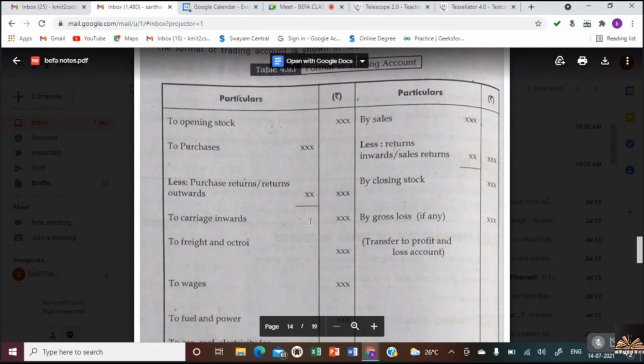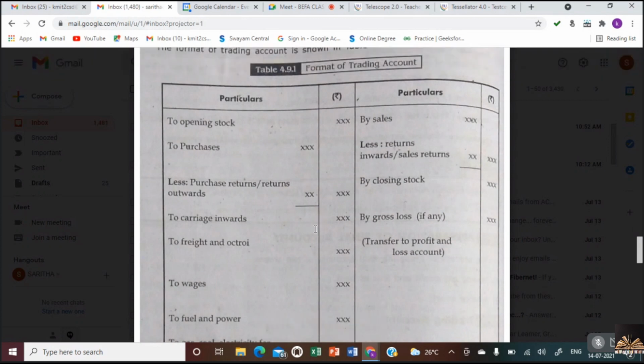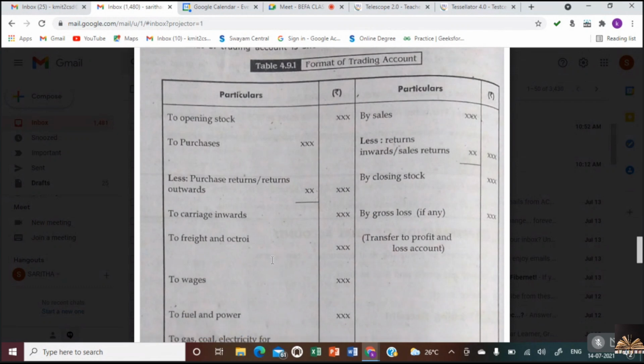Then the next one is carriage inwards. What do you mean by carriage inwards? When we bring the stock inside the factory, the traveling or transport expenses are known as carriage inwards. Carriage inwards is nothing but the transportation cost. Now coming to the next one, freight and octroi. These are the duties and taxes we pay when we bring raw material inside the factory. And 'To wages'.